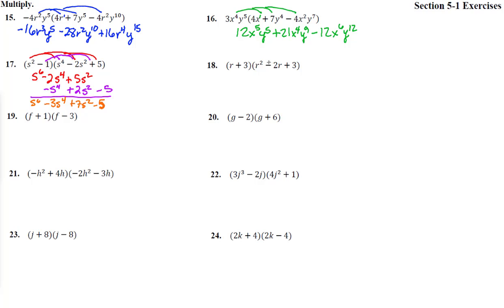Oh, we've got another binomial times trinomial. Now notice what we had over here. Binomial times trinomial gave us 1, 2, 3, 4, 5, 6 different terms, and some of them combined. Same thing will happen over here. We've got to jump the r all the way through, so we get r cubed, that's r times r squared, minus 2r squared plus 3r.